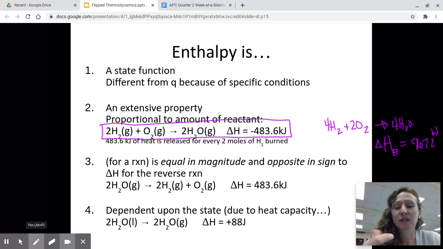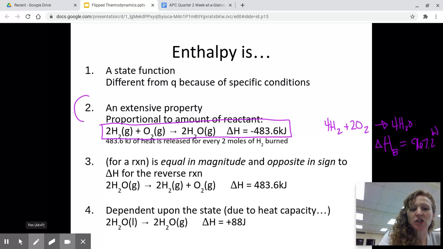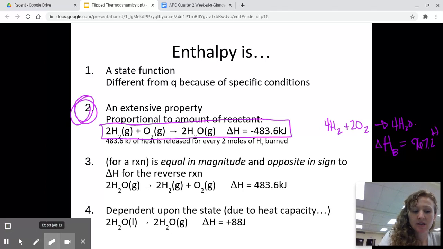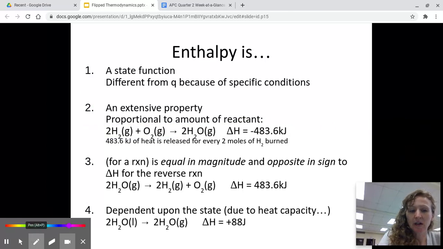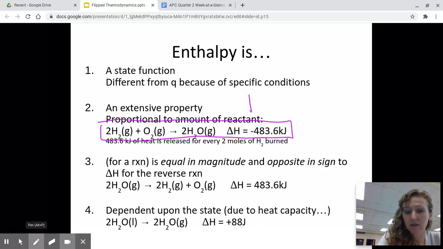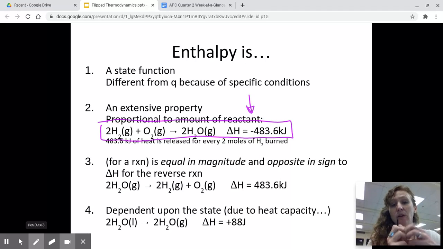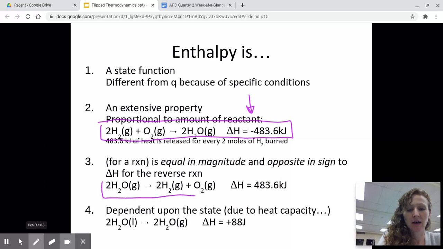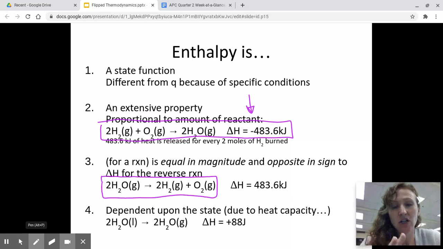If you reverse the reaction, you are going to have an enthalpy that is equal in magnitude but opposite in sign. So for example, this reaction in number 2 here, let me erase what I have. Okay, the amount of energy for this reaction here, it's negative, right? 483 kilojoules negative, which means that heat is released out of the system into the surroundings.